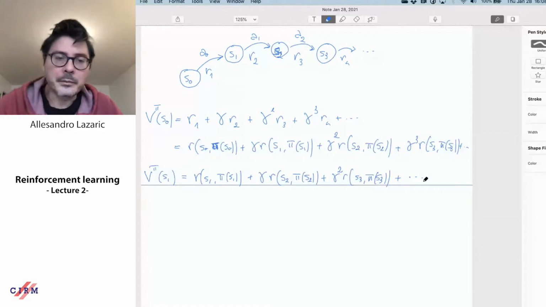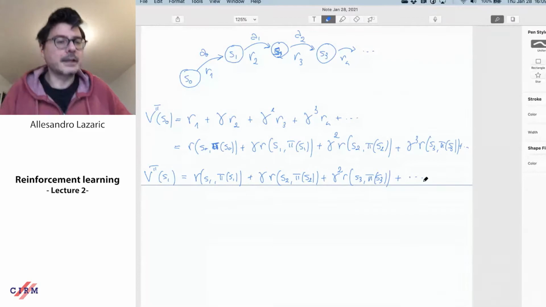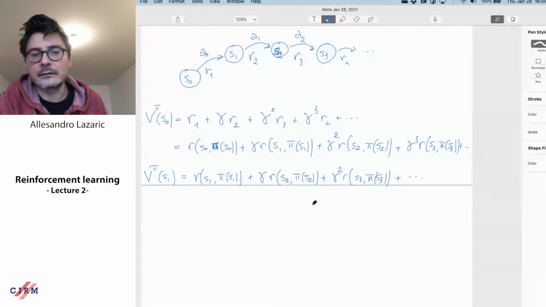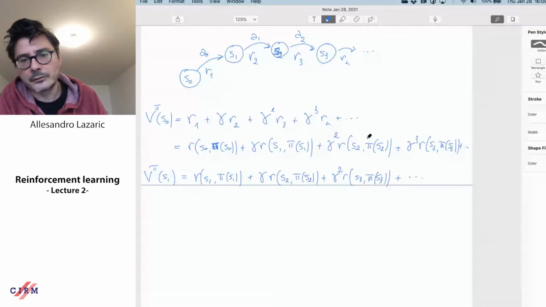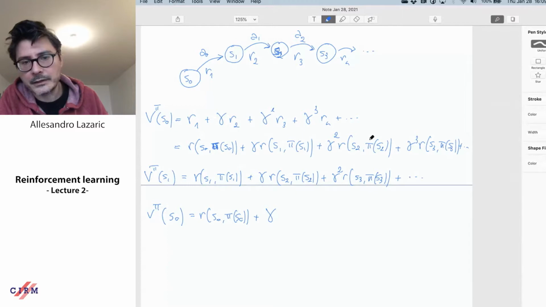Okay, now wait a minute. We already notice that there is a very strong connection between the value function at one state and the value function in another state. Because if you observe what I'm writing here, it is exactly the same thing: the infinite sum of discounted rewards from S1. By pairing the two equations, you can easily see that this one is R of S0, pi of S0, plus gamma, where I'm grouping one gamma from the rest, and then gamma squared this. So basically what I have is this sequence of rewards, which by definition is exactly V pi of S1.